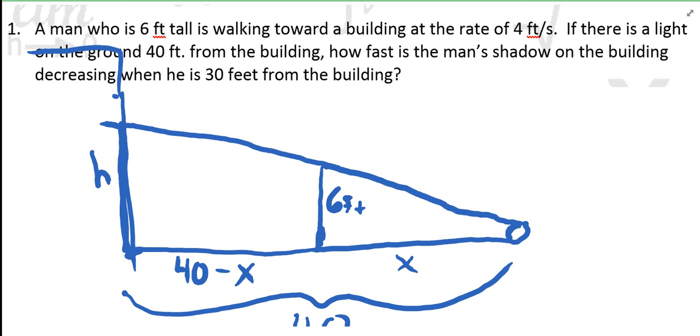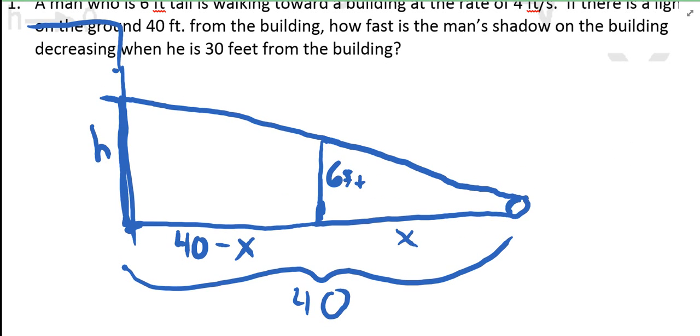What's 4 feet per second? In symbols, it's how fast it's moving. But in symbols and variables, what's 4 feet per second going to be? It's dx over dt. Now, is x getting bigger or smaller? It's getting bigger because he's moving away from the light. He's moving towards the wall. So we know that dx dt, I'm just going to write that right here, is 4.